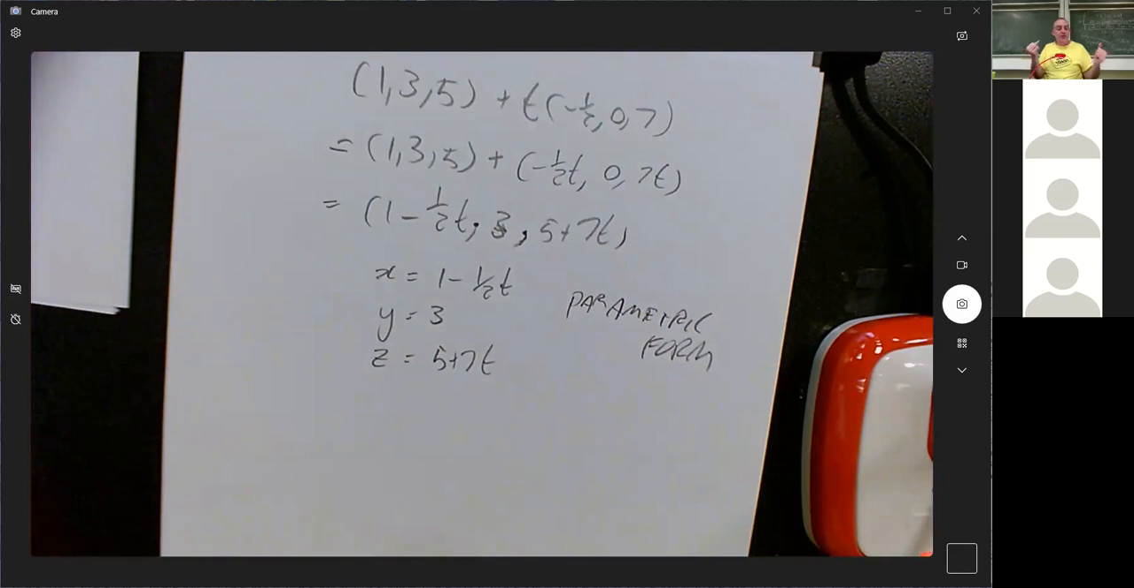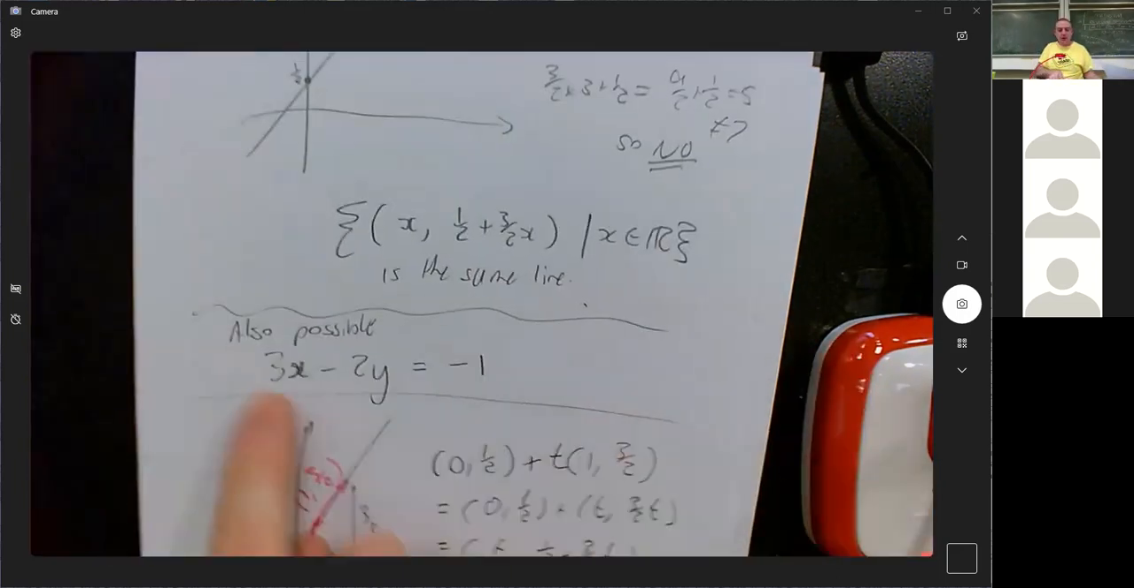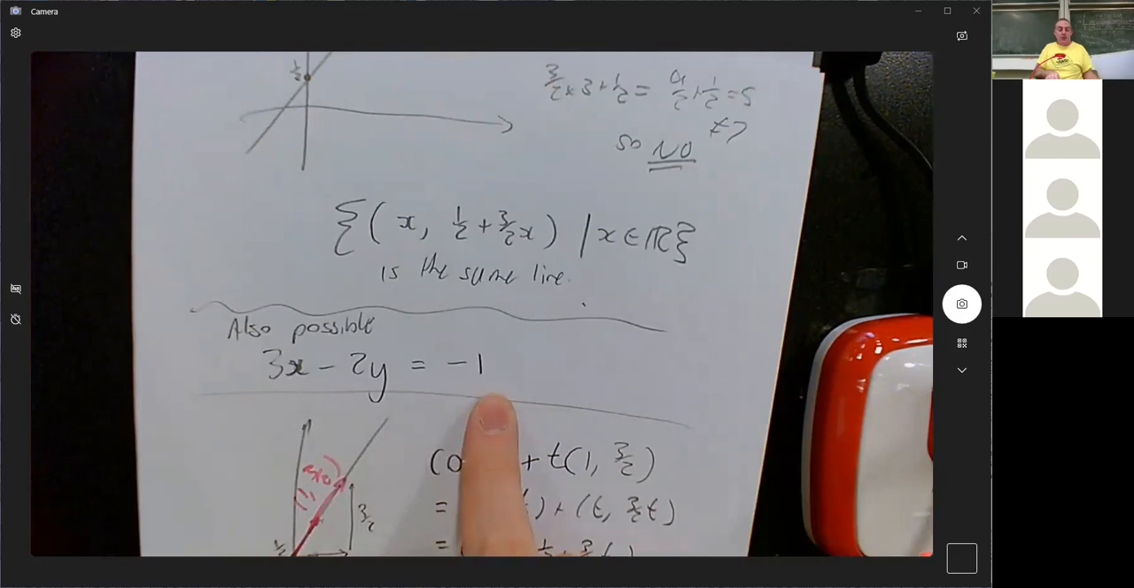But what about that other way of describing what a line is? So in 2 dimensions, all you need is an equation like this to tell you what a line is. This is called a Cartesian equation. It references directly the Cartesian coordinates. That's what they're called.